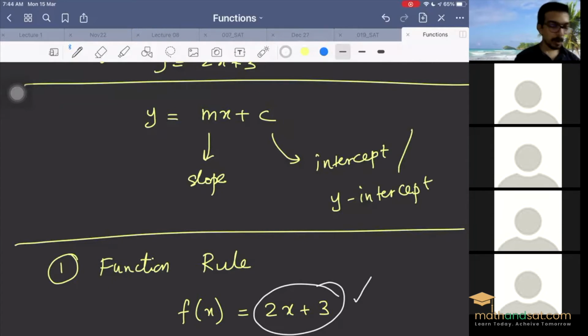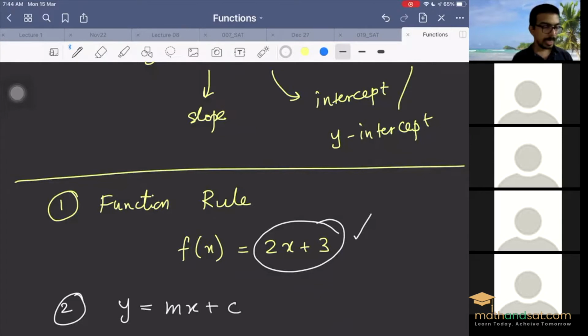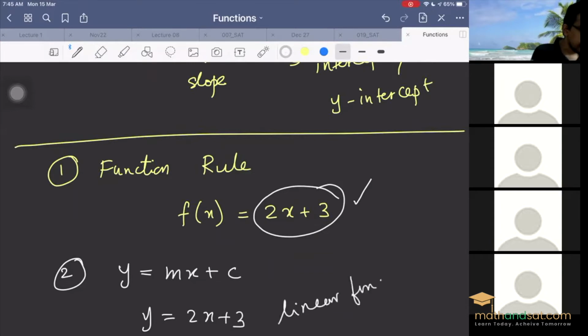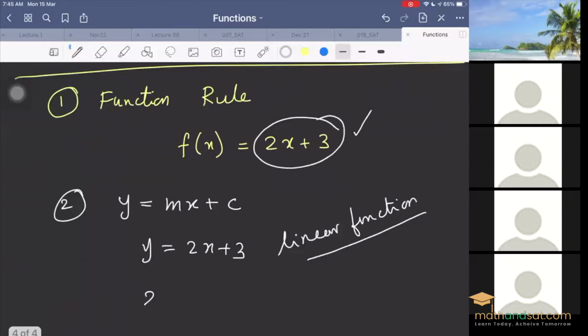Now, if the expression is in this form, y is equal to mx plus c, this is an equation representing the relationship between x and y. By looking at this, how can you say that this is a linear function? Simple. Again, say if I have y is equal to 2x plus 3, your output is written as a linear expression in x. So again, this is a linear function. And sometimes instead of y is equal to 2x plus 3, it can be written in this form as well: 2x minus y plus 3 is equal to 0.